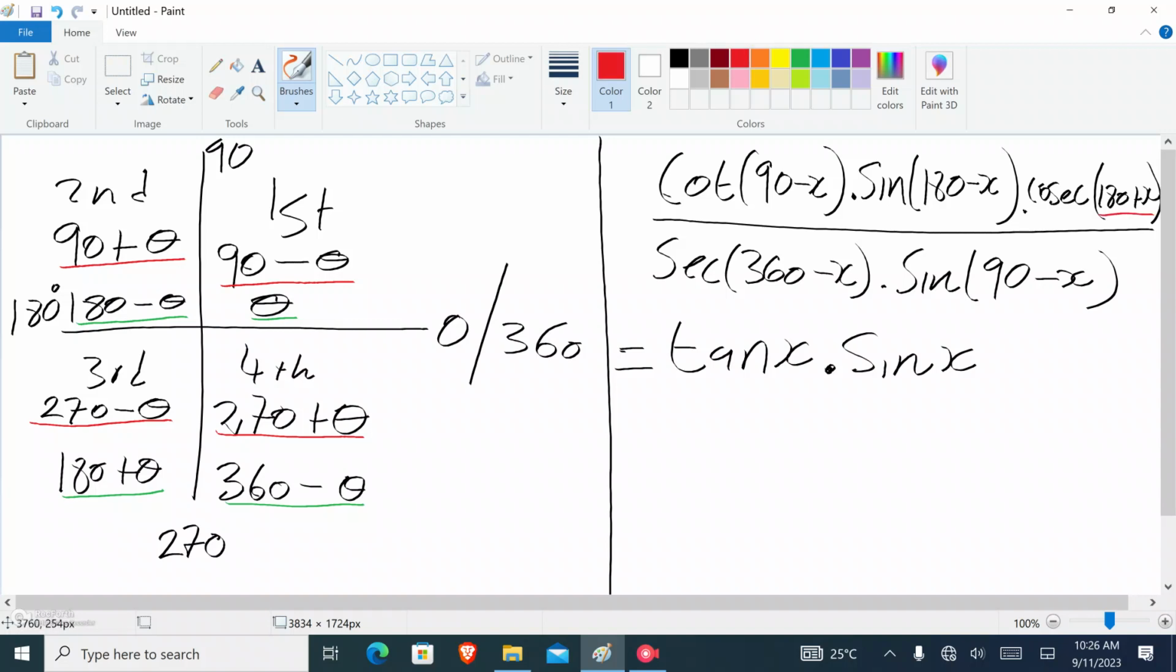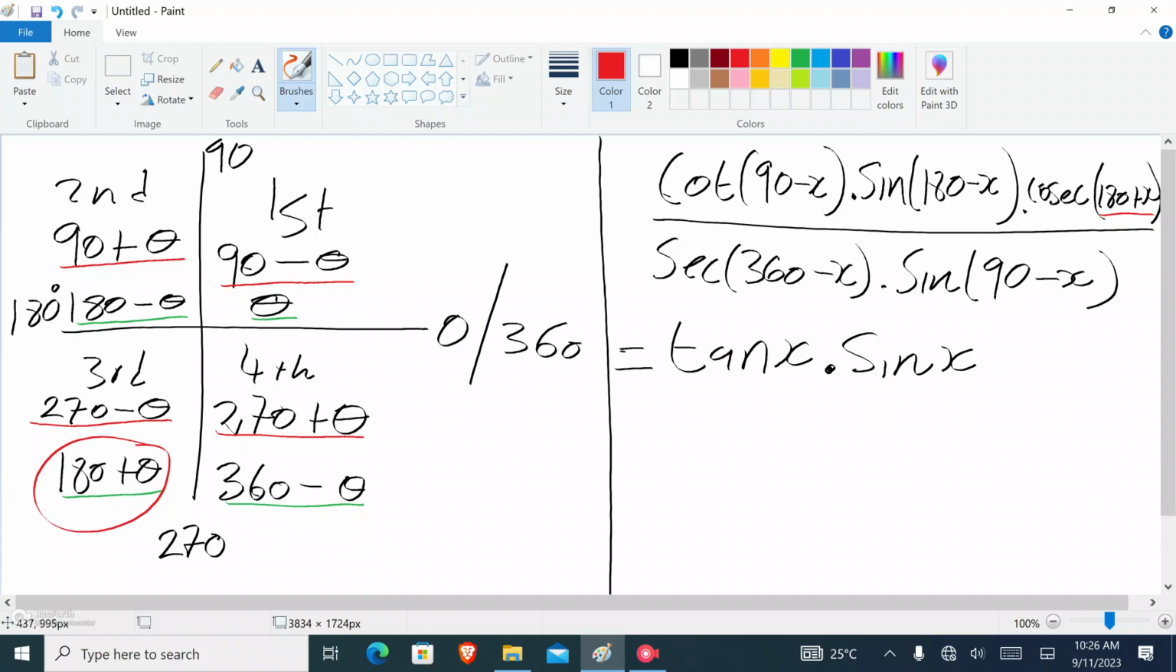Now that we see 180, this means what? The 180 rule. But then 180 plus, where is 180 plus? 180 plus is on the third quadrant. Now on the third quadrant, is cosec positive or negative? We know that cosec is negative.